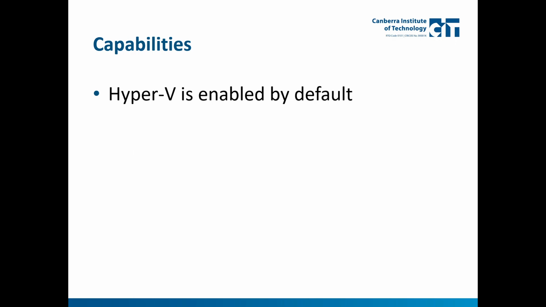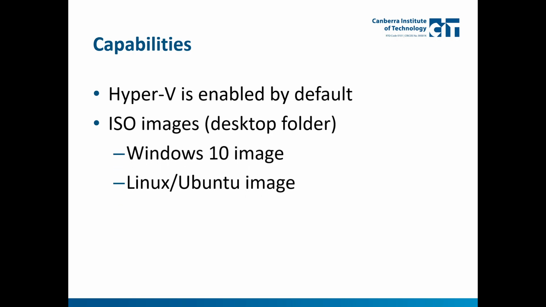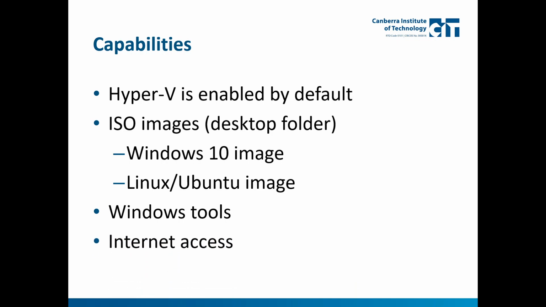So the capabilities, guys, HyperV is enabled by default in this virtual lab, so you don't have to worry about enabling it. You will have some ISO images that are needed for you to do the assessment and do some of the pregs. Okay, so once again, it's in the desktop folder. So you will have access to a Windows 10 machine, a Linux Ubuntu machine as well. You will also have access to all of the Windows tools that we have learned in session 7 or even session 8. You have internet access as well.